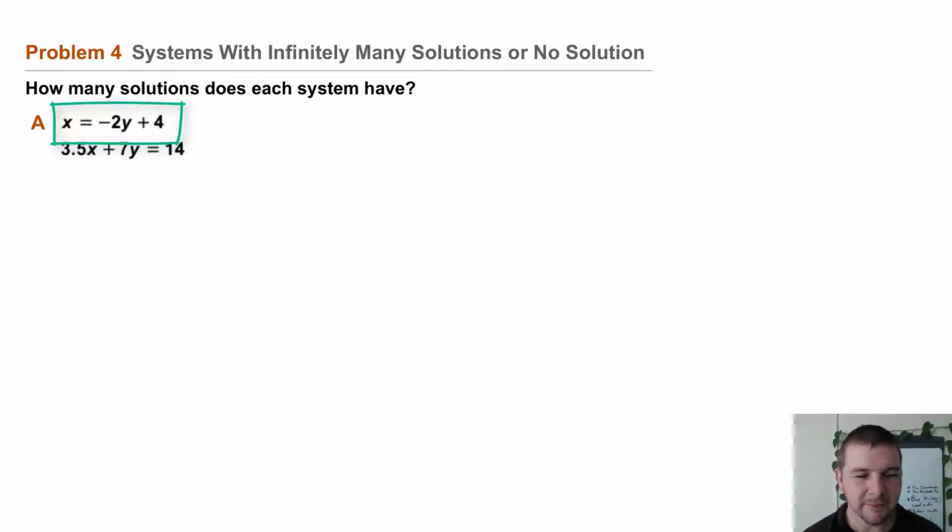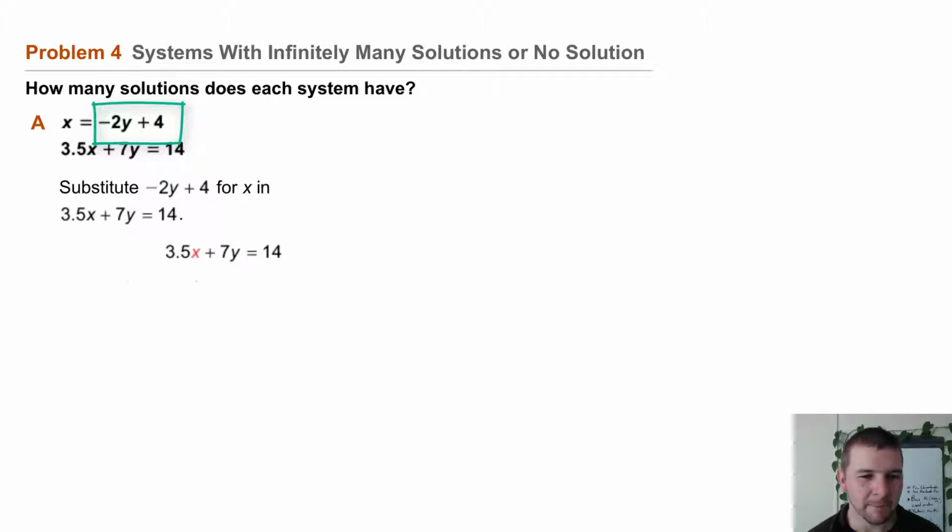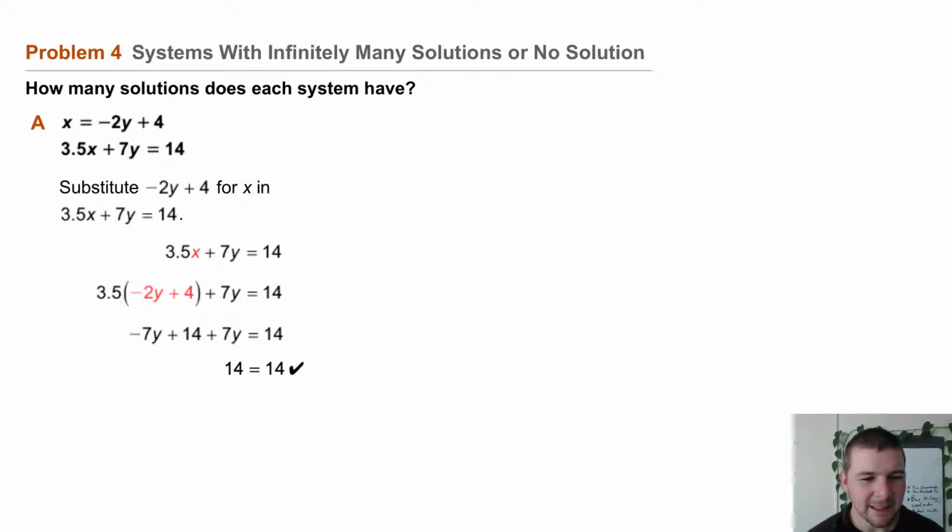Notice in this system, x is already isolated for us in the first equation, so we can substitute negative 2y plus 4 into the second equation right away. So we find 3.5 times the quantity negative 2y plus 4, shown here in red, plus 7y equals 14. As we distribute and simplify, we find that 14 equals 14. It's an identity. So we can state the system has infinitely many solutions.